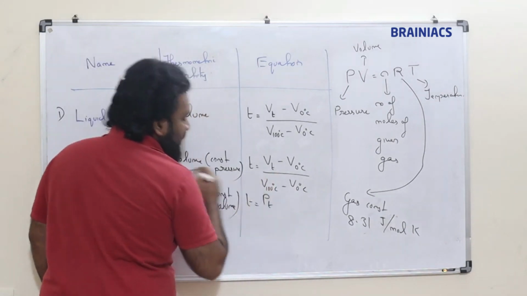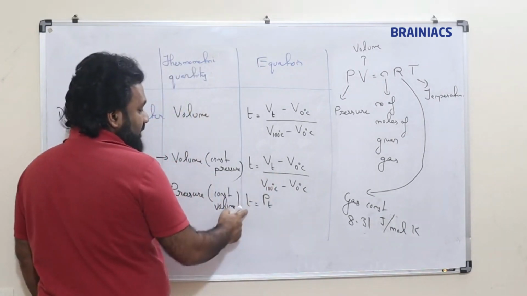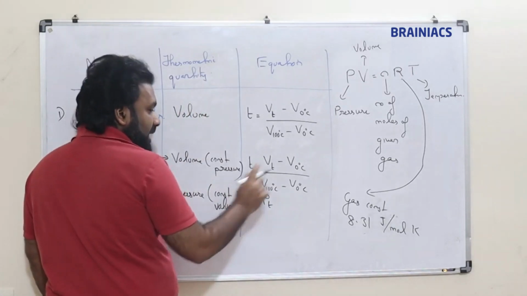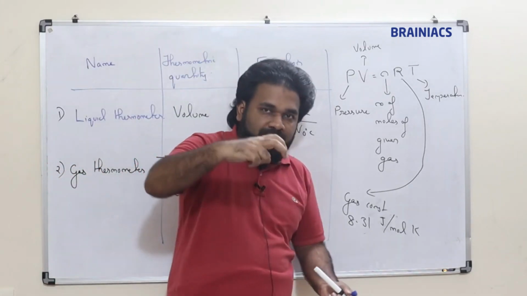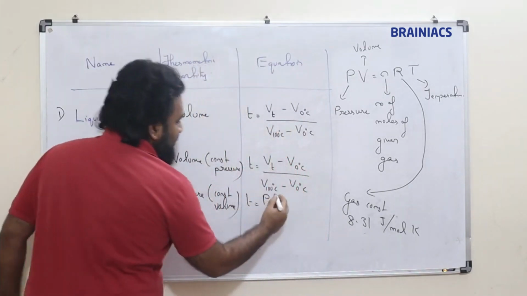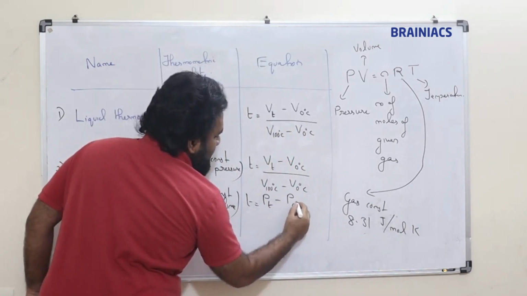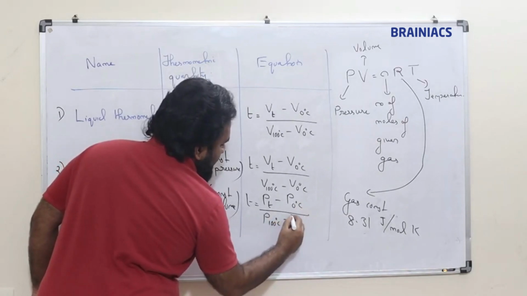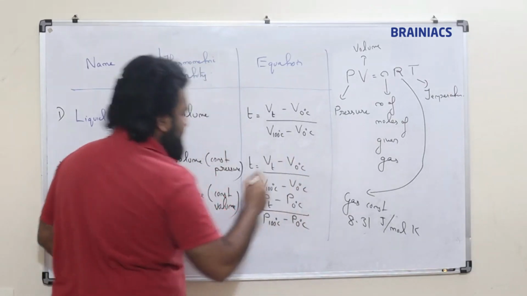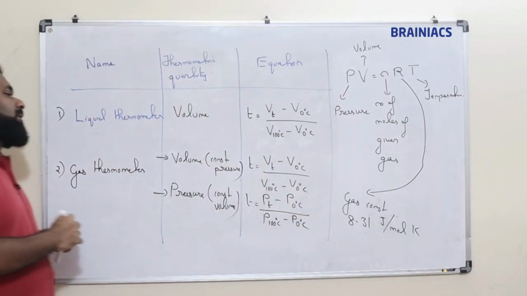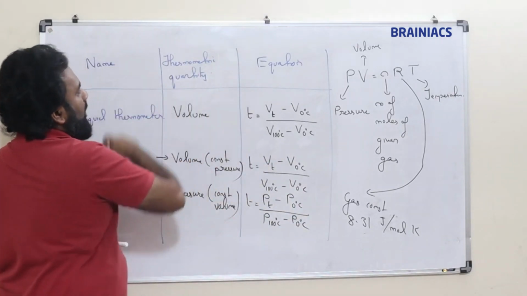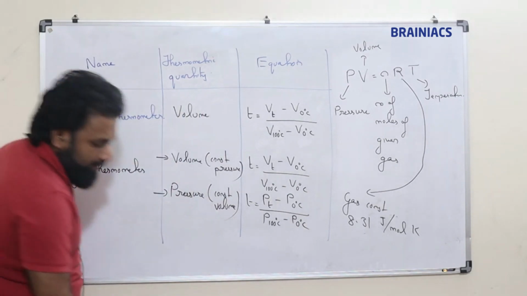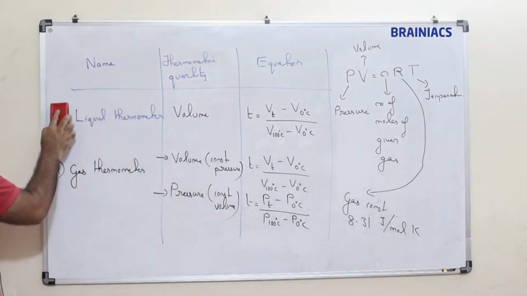So you yourself can write the equation. To find the temperature, what formula should we use? The pressure at that particular temperature, which we will be able to measure, minus the pressure at 0 degree Celsius, divided by the pressure at 100 degree Celsius minus the pressure at 0 degree Celsius. Clear? Same structure, only the thermometric quantity will vary. Now the fourth one, I am erasing this.